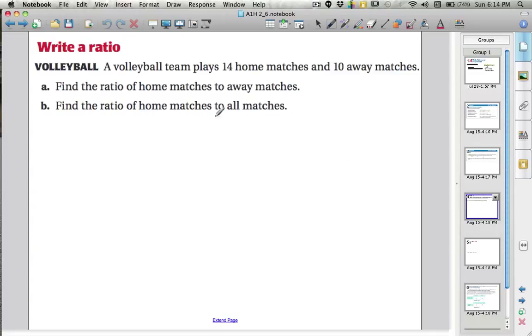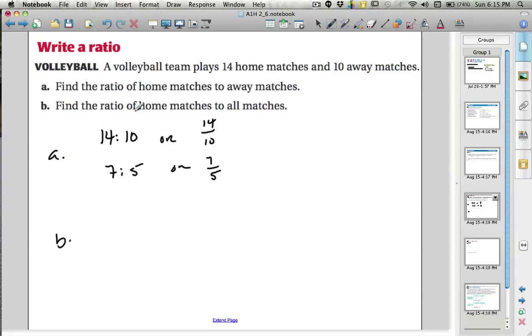So if we look at writing a ratio, a volleyball team plays 14 home matches and 10 away matches. Find the ratio of home matches to away matches. Well, that would be 14 to 10, or 14 over 10, but this is not in simplest form. Both of these are divisible by 2. It really should be 7 to 5, or 7 over 5. That's the A part here.